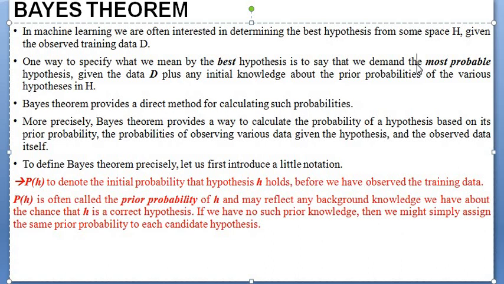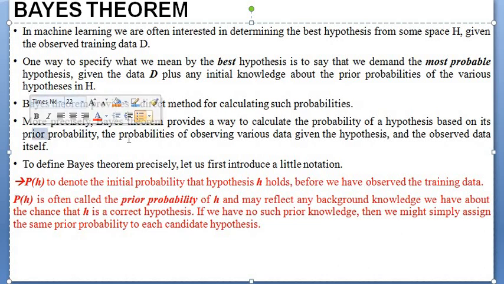To apply the probability, what should you have? You should have the initial knowledge, the prior knowledge of probabilities. Bayes theorem provides a direct method for calculating such probabilities. More precisely, Bayes theorem provides a way to calculate the probability of a hypothesis based on the prior probability. So you can calculate the upcoming probability by having the knowledge of prior probability.